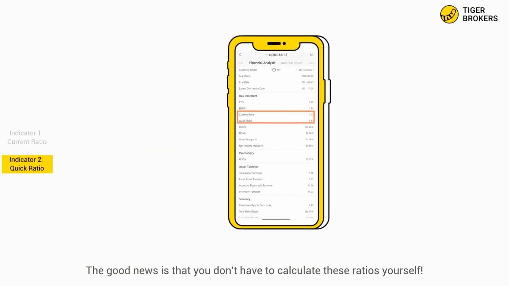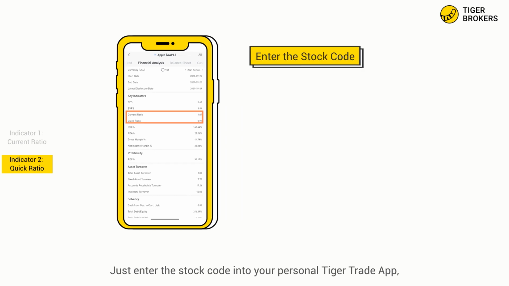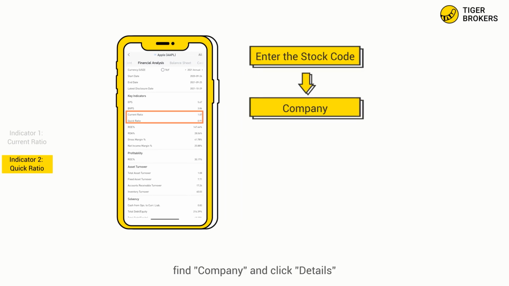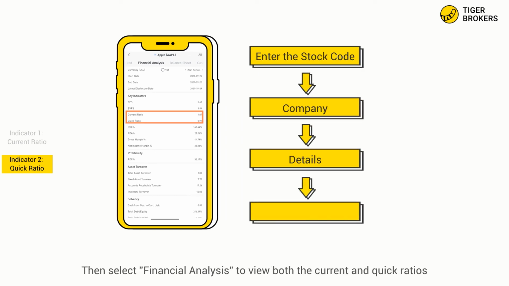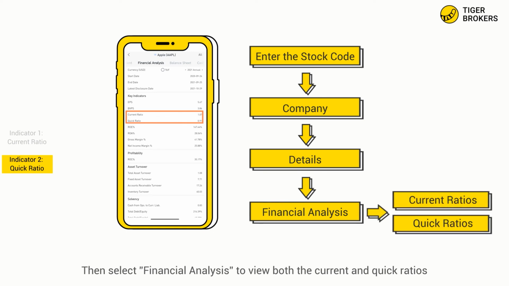The good news is that you don't have to calculate these ratios yourself. Just enter the stock code into your personal Tiger Trade app, find Company and click Details. Then select Financial Analysis to view both the current and quick ratios.